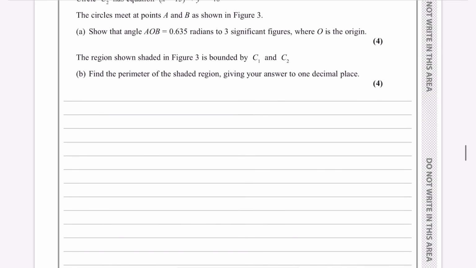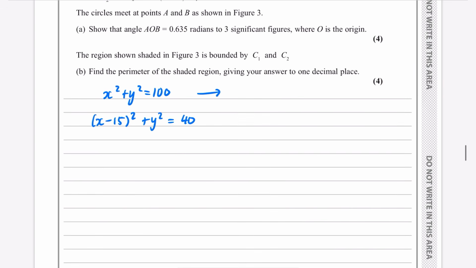So I'm going to start off by doing x squared plus y squared equals 100, and my second equation, which was x minus 15 squared plus y squared equals 40. Now I think the simplest way of doing this is either to subtract the equations to get rid of y squared, or you could just make y squared the subject of the first one. So if I make y squared the subject of this first one, I get 100 minus x squared, and I can then substitute that in here.